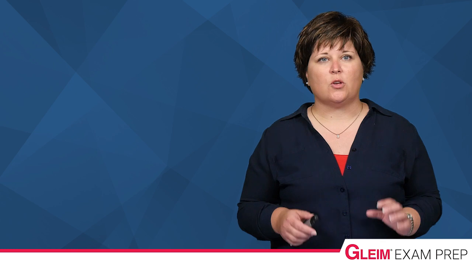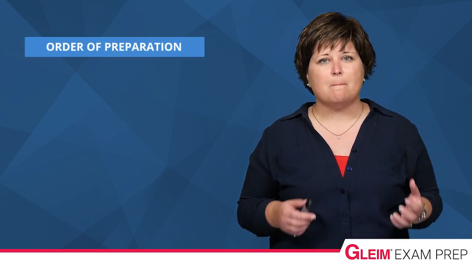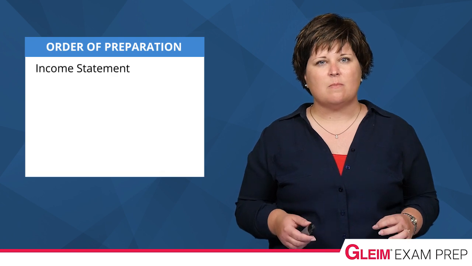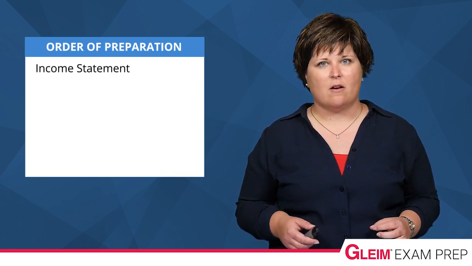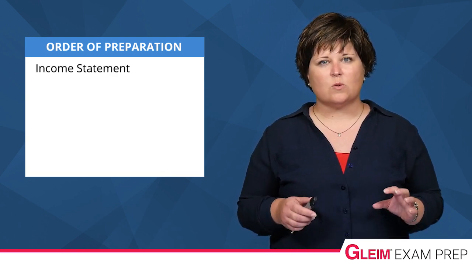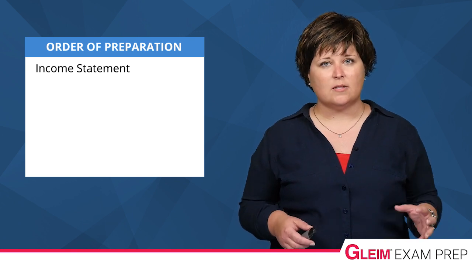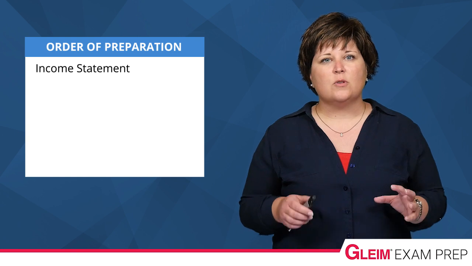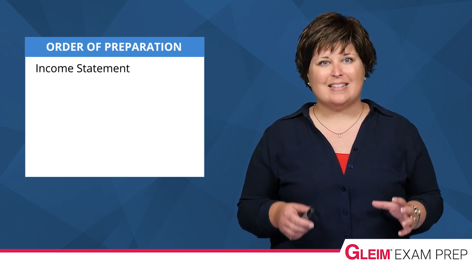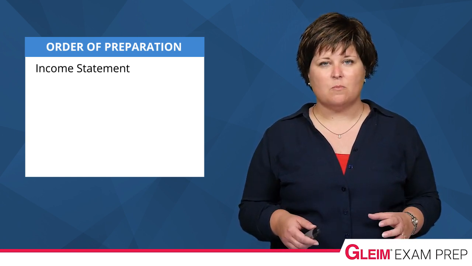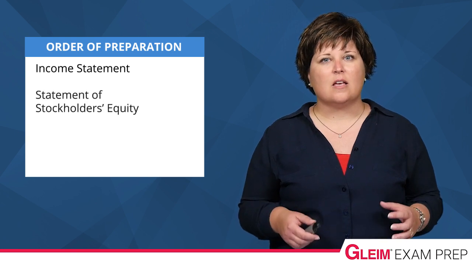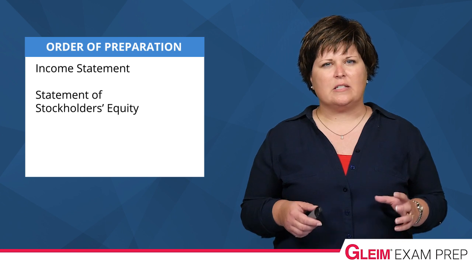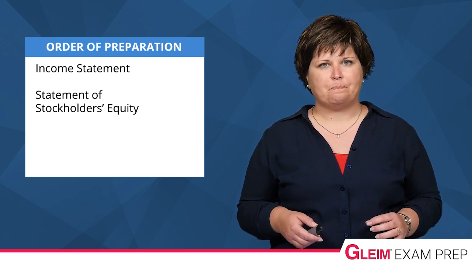The first rule you need to know is that the financial statements must be prepared in order. That means the income statement must be the first statement prepared. The reason for this order is that information from one statement is used on the following statement. The end result on the income statement is net income, and that's used in preparing the next statement, the statement of stockholders' equity. This is sometimes just called the statement of changes in equity.